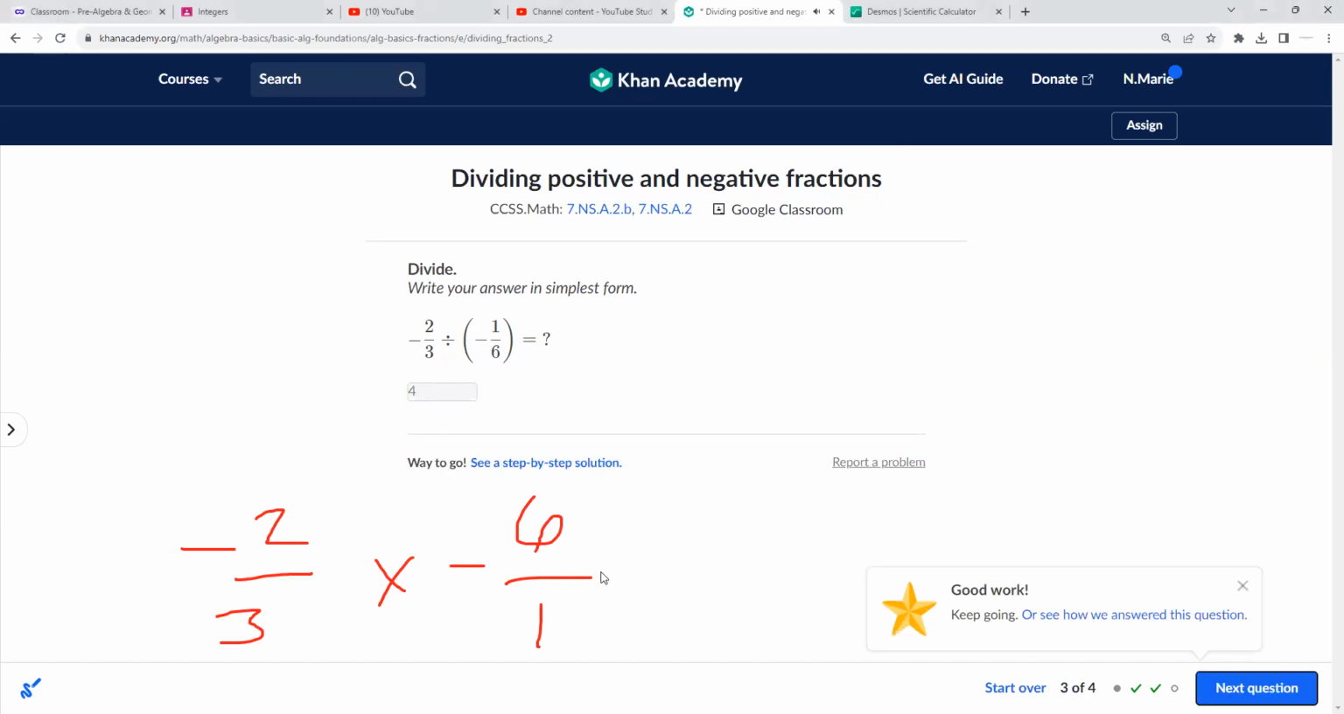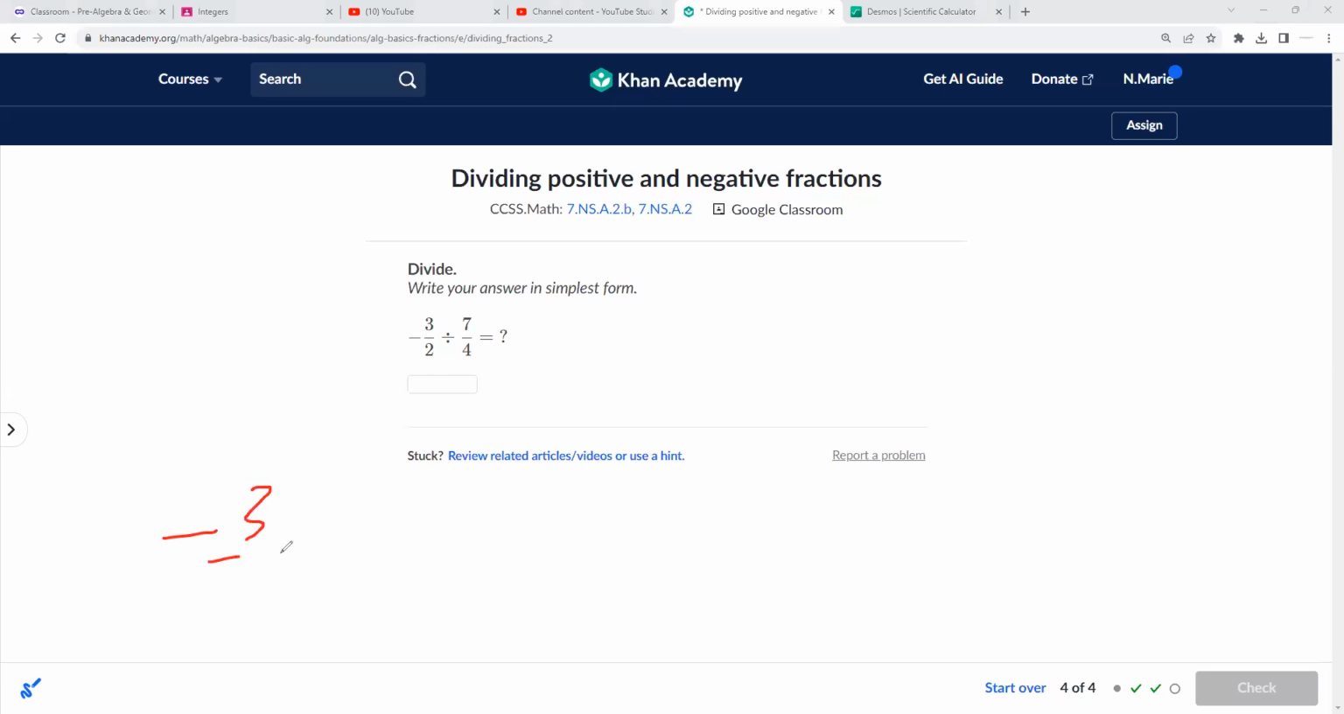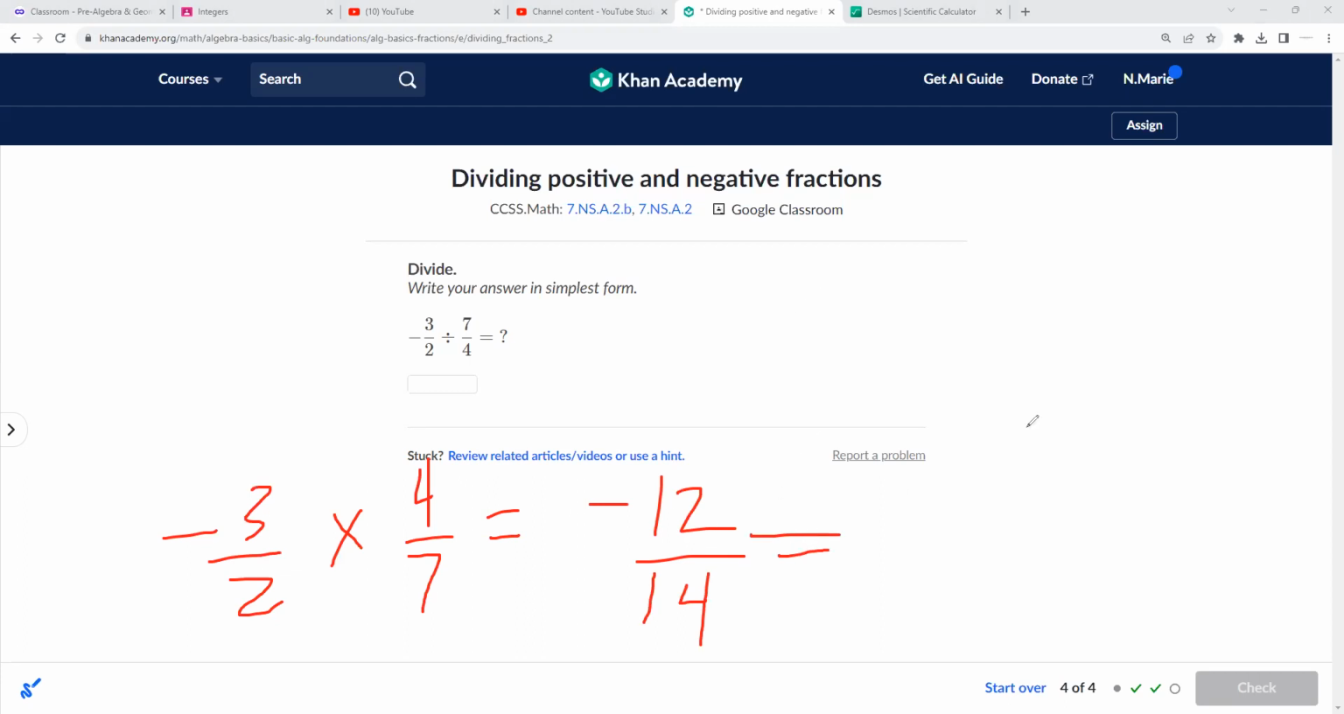So remember, when multiplying, two negatives make a positive. One negative, answer negative. So for this one, same thing. I'm going to take the second fraction, flip it, and multiply. And I'll get -12/14, which can be simplified. Divide top and bottom by 2. -6/7. And that's the answer for this one.